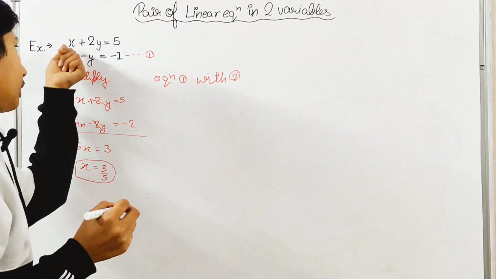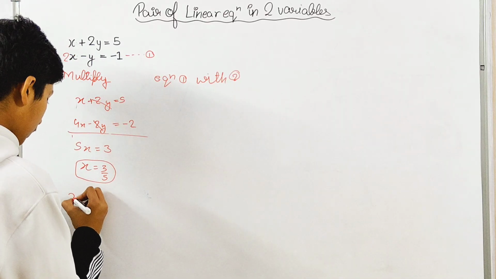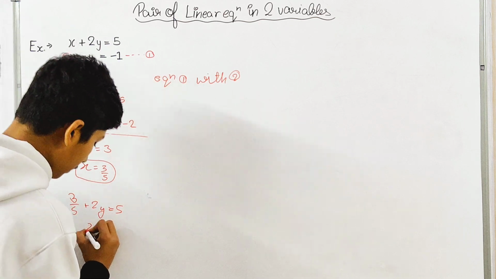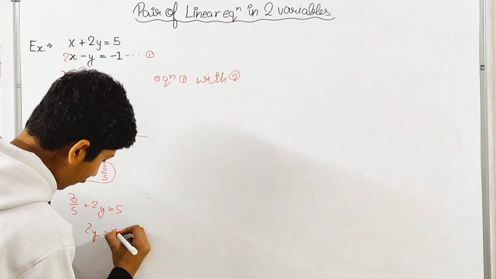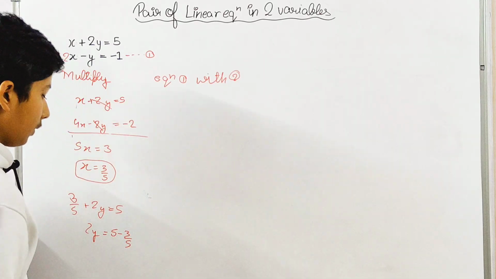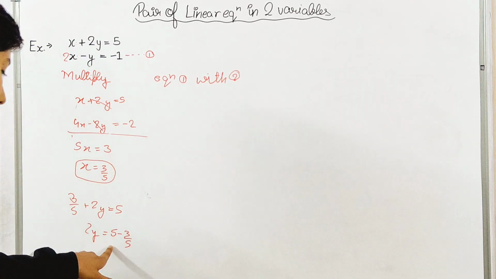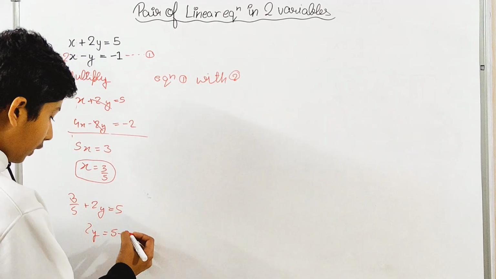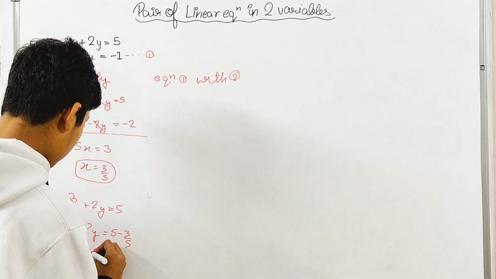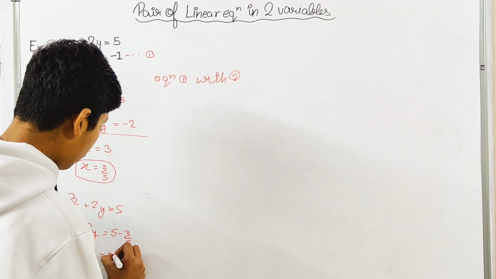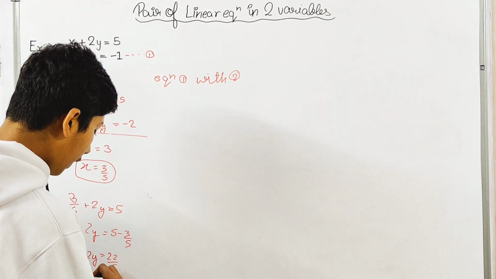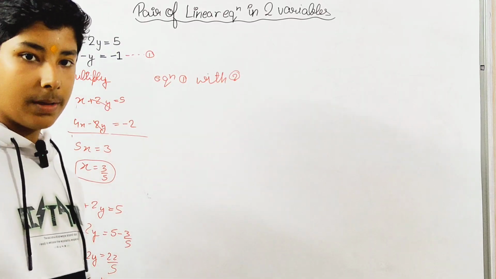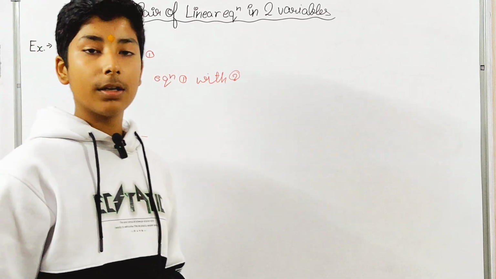Now we put this value in upper equation. So 3 by 5 plus 2y equals to 5. 2y equals to 5 minus 3 upon 5. Which will be, wait, 5 5s are 25, 22 by 5. 2y equals to 22 by 5. So y equals to 11 upon 5. Simple. I hope this is clear to you.